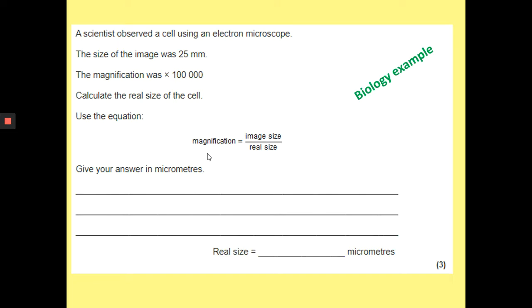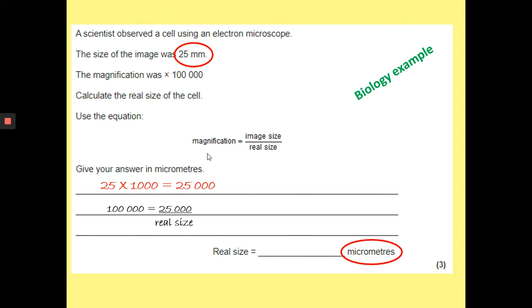Now, what's important here is they've given us the size of the image in millimeters, but they've asked for our answer in micrometers. Now, we need to do some converting between units here. So in order to do that, I need to convert my millimeters into micrometers. And to do that, I take 25 and I times it by 1000, which gives me 25,000. Then I can continue with the rest of the calculation.